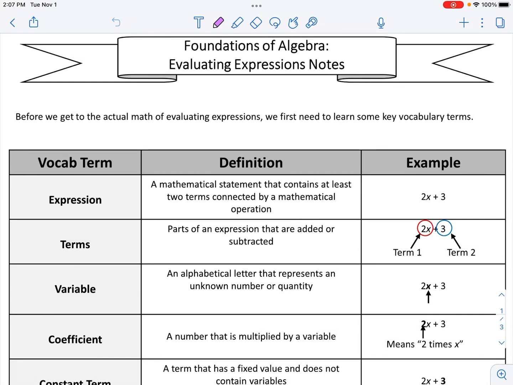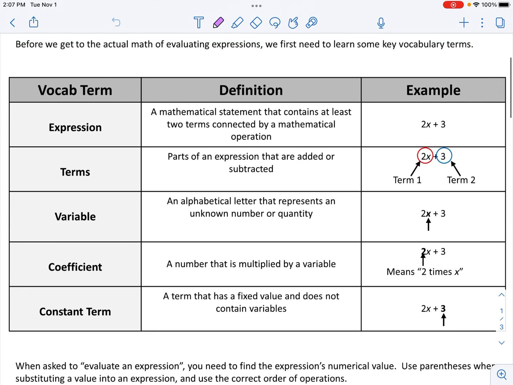In this video, we're going to be talking about how to evaluate expressions. So we have some key terms that we need to go over first, just as a reminder from our 6th grade learning targets with expressions. So first, what is an expression? An expression is a mathematical statement that contains at least two terms connected by an operation. So for example, 2x plus 3, that is an expression. The other key here is that it does not have an equal sign, so no equal sign. If you see an equal sign, that is not an expression.